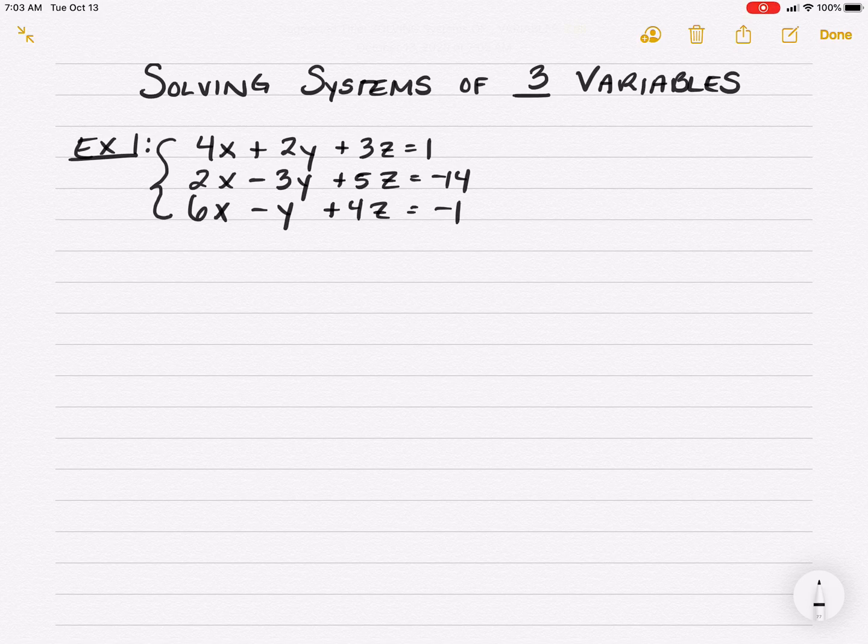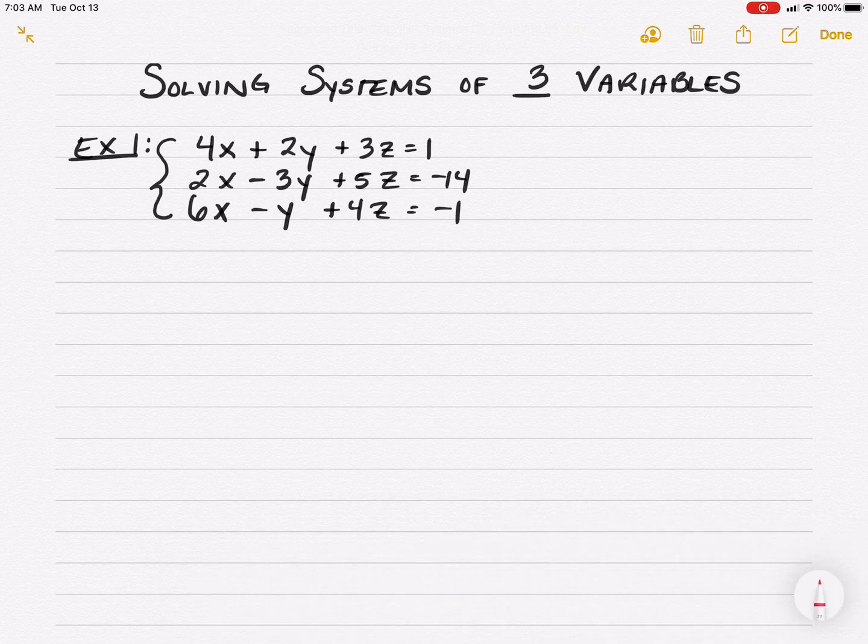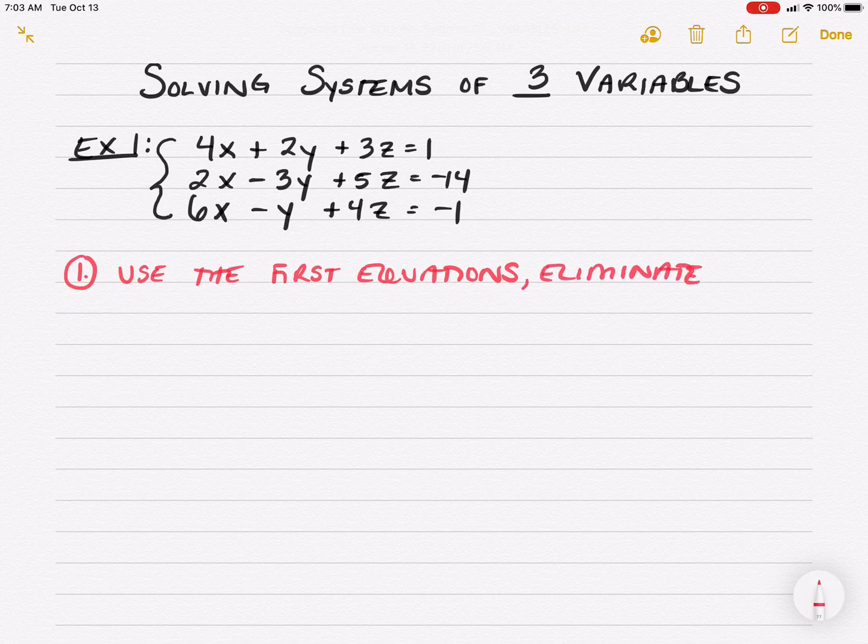When you see a system that looks like this, your best method is going to be an elimination type method. This method's going to be a little bit more procedural, but it's going to do a good job of walking us through beginning to end. For step number one, I want you to use the first two equations, and eliminate any variable.